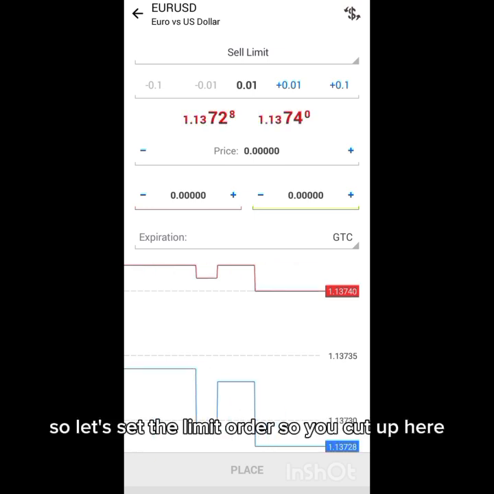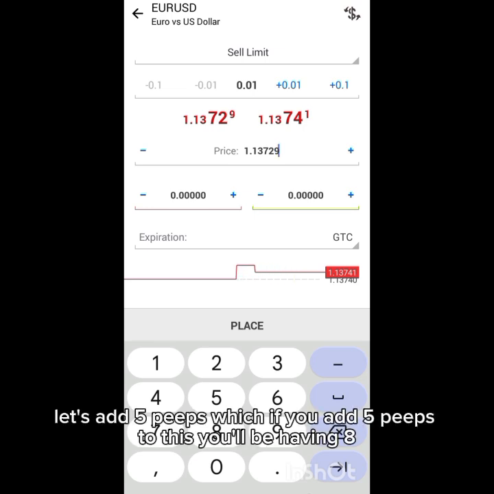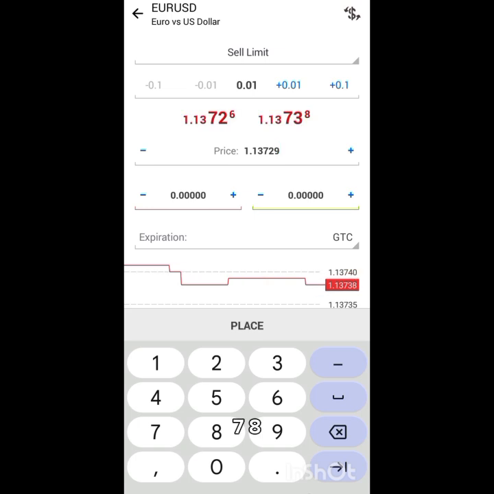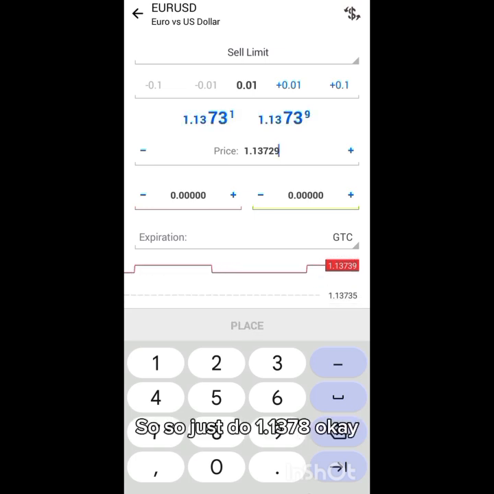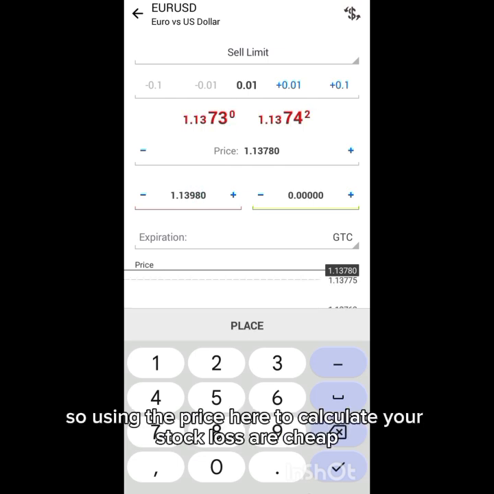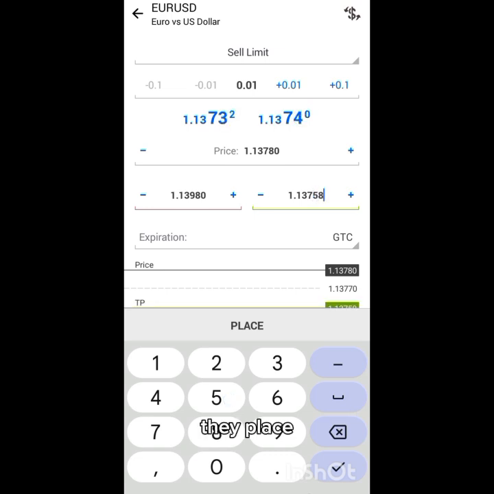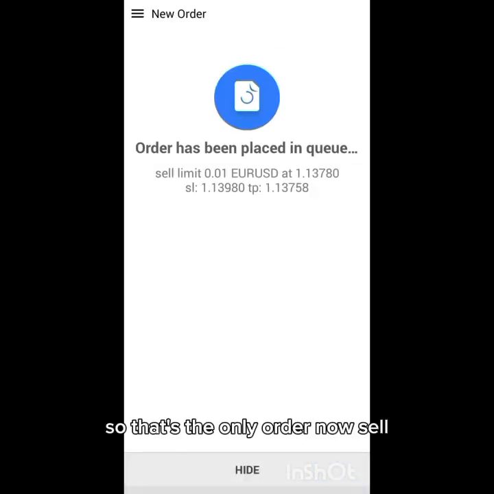Okay, so let's set the limit order. So you come tap here. So let's say we add just, let's add 5 pips. So if you add 5 pips to this, you'll be having 878. So we'll just do 1.1378. Okay, and stop loss will do 20 pips. So 1.113, 98. Okay, so using the price here to calculate your stop loss, or TP will now be deduct 20 from that. That will be 58. And then you place. So that's sell limit order.